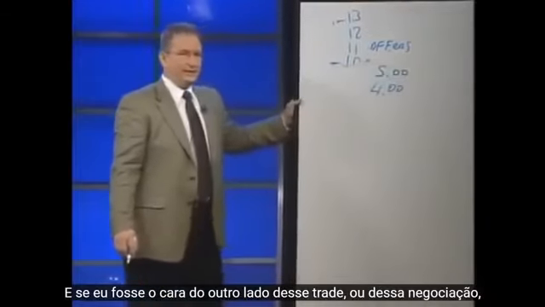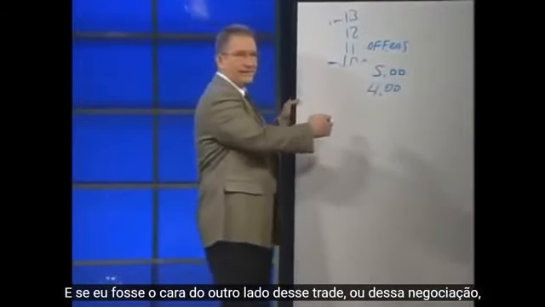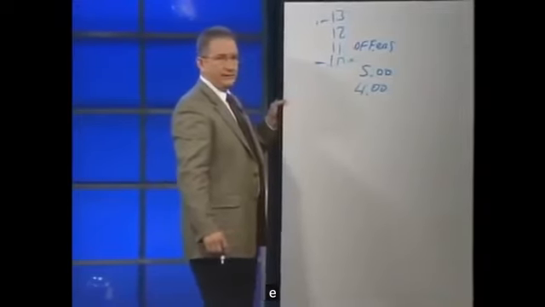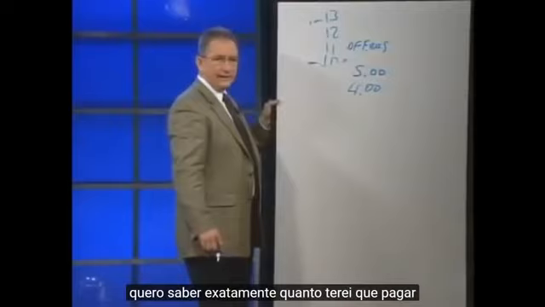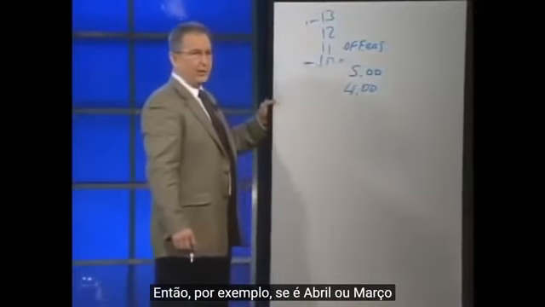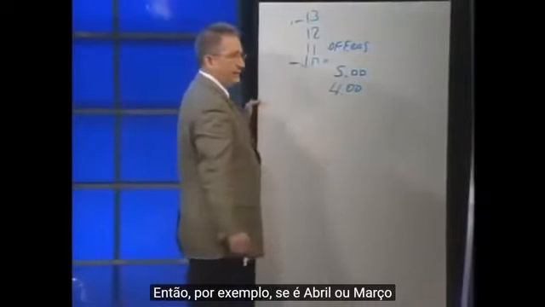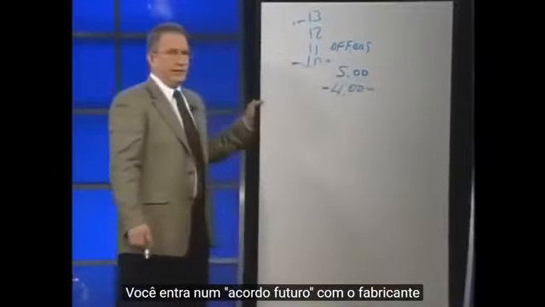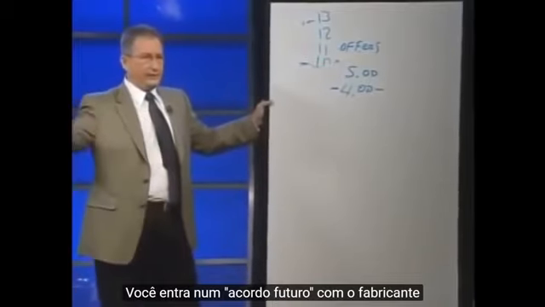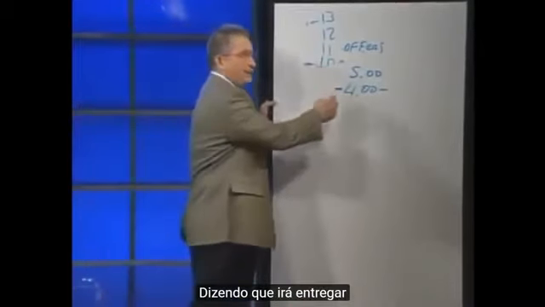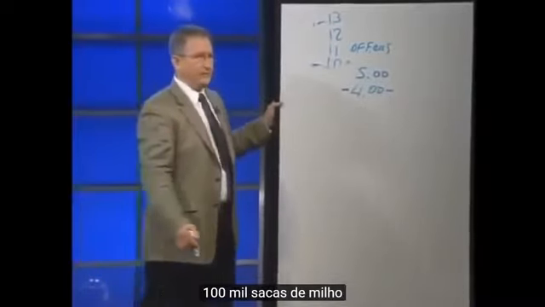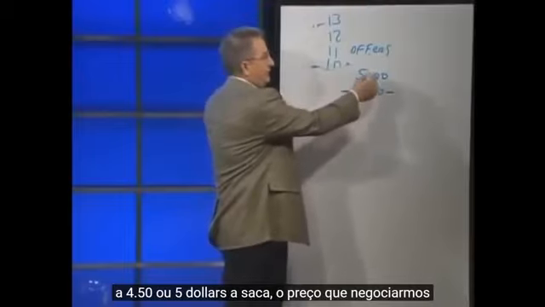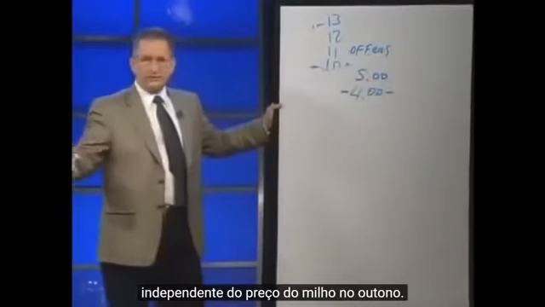And if I'm the guy on the other end of that transaction that wants to buy that corn in the fall, or wheat or whatever, I want to know exactly how much I'm going to have to pay for it. So if, let's say, it's April or March, and the price of corn is $4 a bushel, you enter into a forward agreement with the end user, and they say, hey, I will deliver 100,000 bushels of corn at say $4.50 a bushel, or whatever price they agree on, $5 a bushel, regardless of what the price of corn is in the fall.